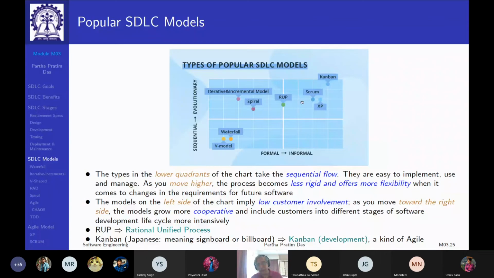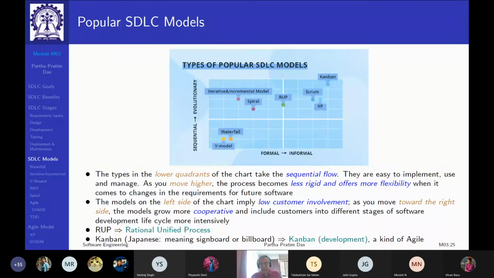Or it could be today, where you do Scrum, you do extreme programming, you do Kanban. Kanban, basically, is a Japanese word. It means signboard, billboard. So you do the SDLC on the billboard, kind of.